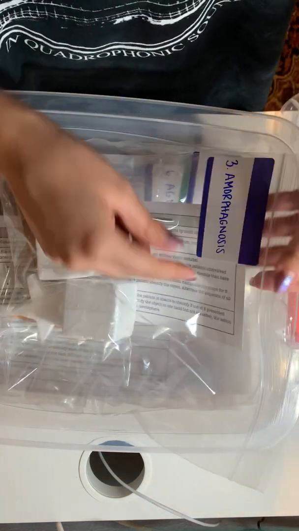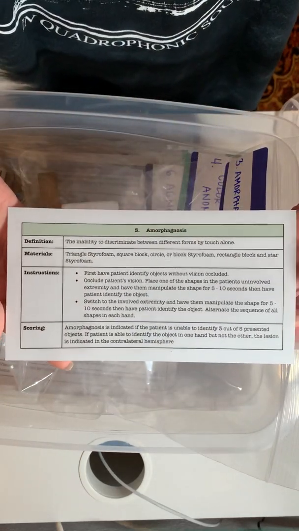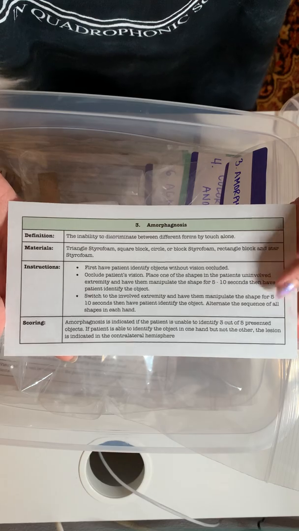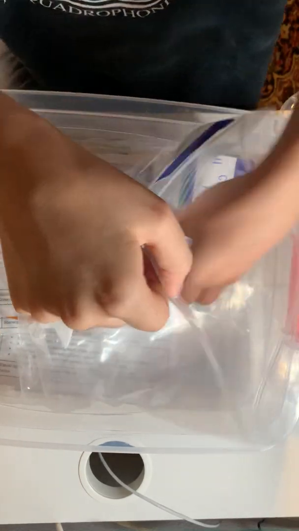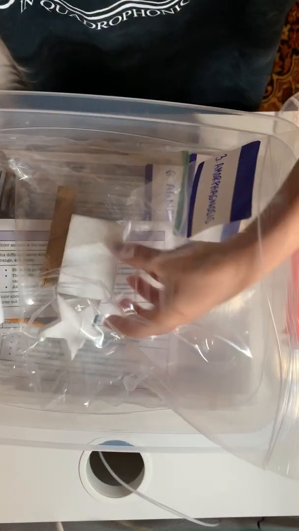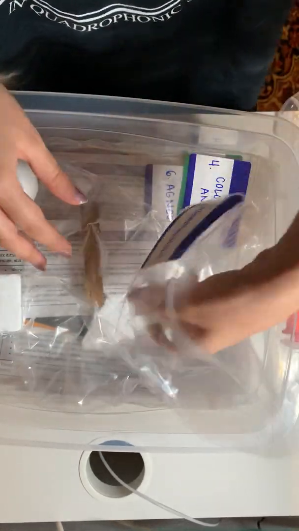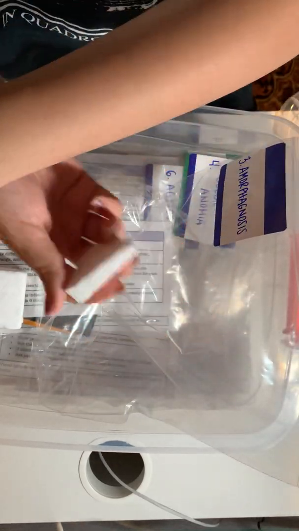We have amorphagnosis for the next one. The instructions. We have a circle, square, rectangle, star, triangle, and a wooden block.